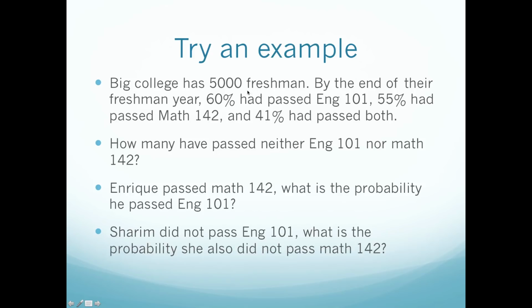We'll say a big college has 5,000 freshmen. By the end of their freshman year, 60% have passed English 101, 55% have passed Math 142, and 41% have passed both. How many have passed neither?